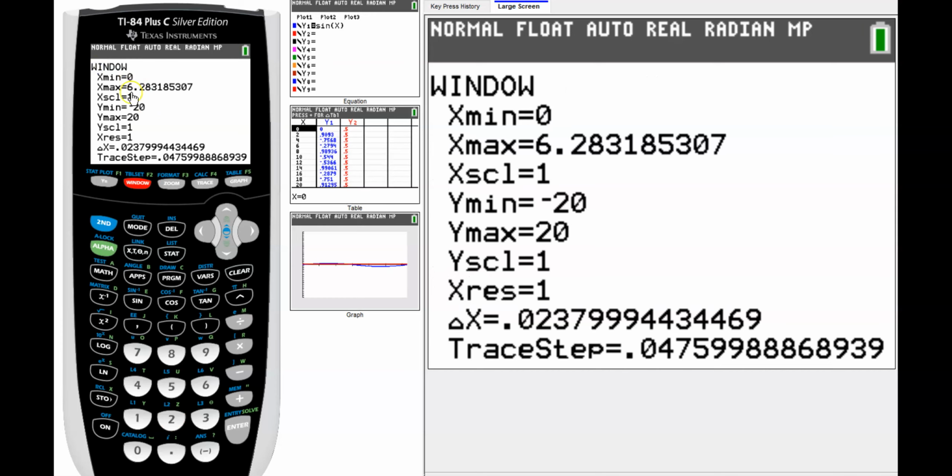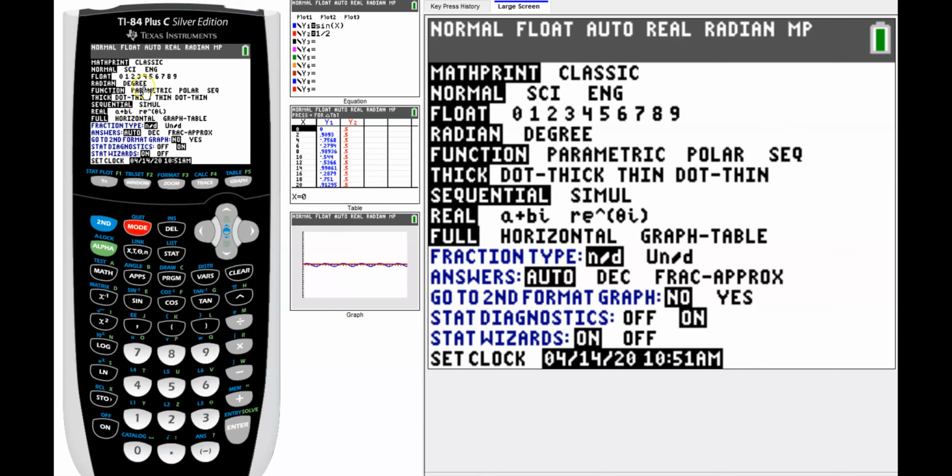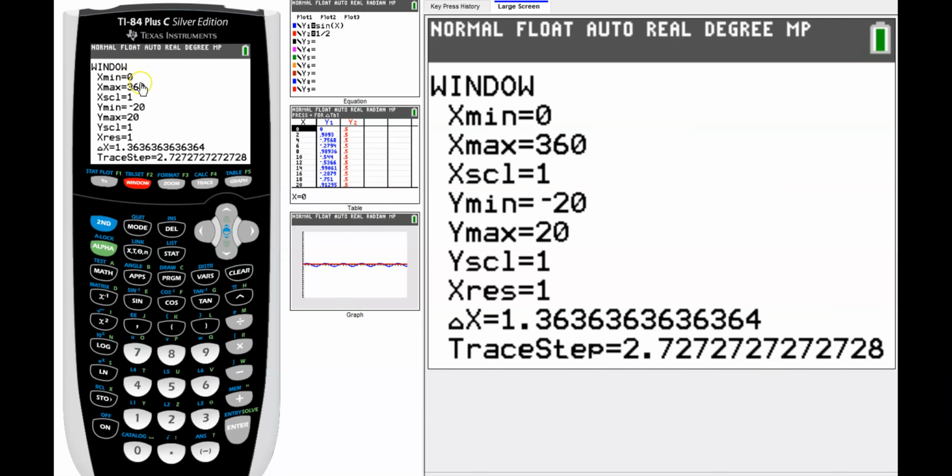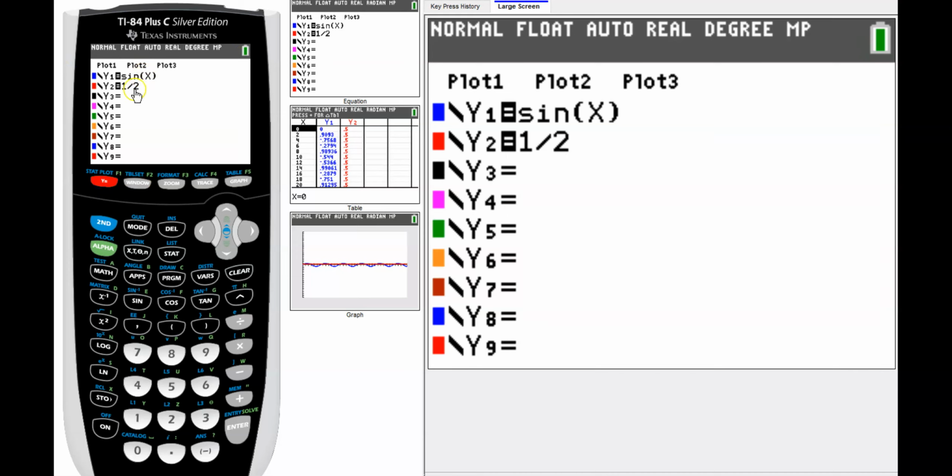And again, we're going to go from 0 to 360. We also need to make sure that our mode is in degrees. So click on mode and make sure it says degrees. It doesn't. Right now it's in radians. So you can see our graph is just like it was before in Desmos. So mode should be in degrees, our window should say 0 to 360, and our y should say sine x and a half.